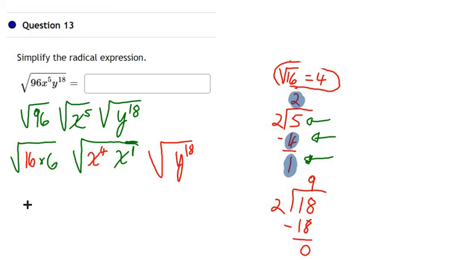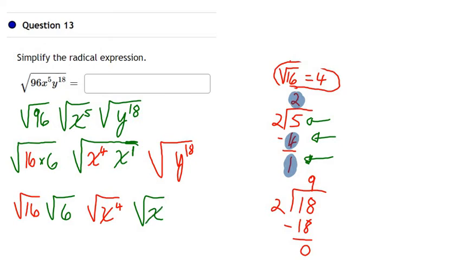So now I'm going to break these things up. Let me see. I got the square root of 16. I know that's a rational number. I got the square root of 6, which is the third factor. I got the square root of x to the fourth, which I can simplify. And I have the square root of x to the first, which cannot be simplified any further. It's simplified all the way. And finally, I have the square root of y to the 18th, which can be further simplified.